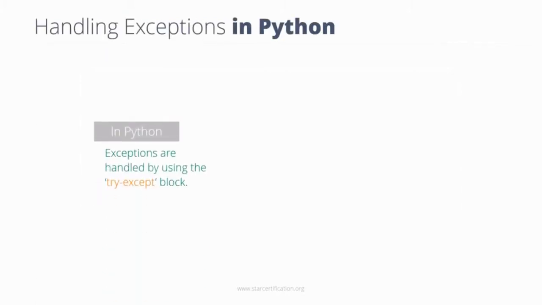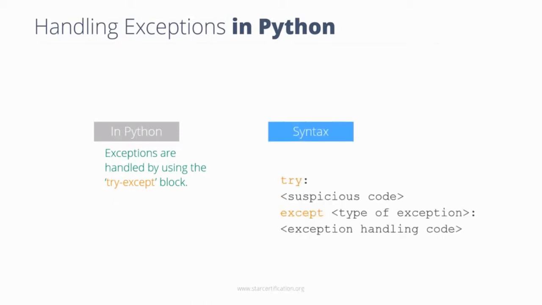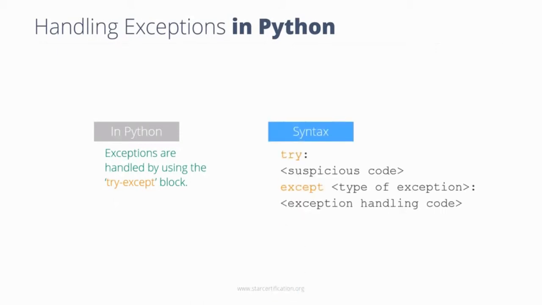In Python, exceptions are handled by using the try-except block. Look at the syntax. The suspicious code is placed inside the try block, where the exception is caught, and the except block is responsible for handling the caught exception. The keywords try and except are used to catch exceptions. When an error occurs within the try block, Python looks for a matching except block to handle it. If there is one, execution jumps there.